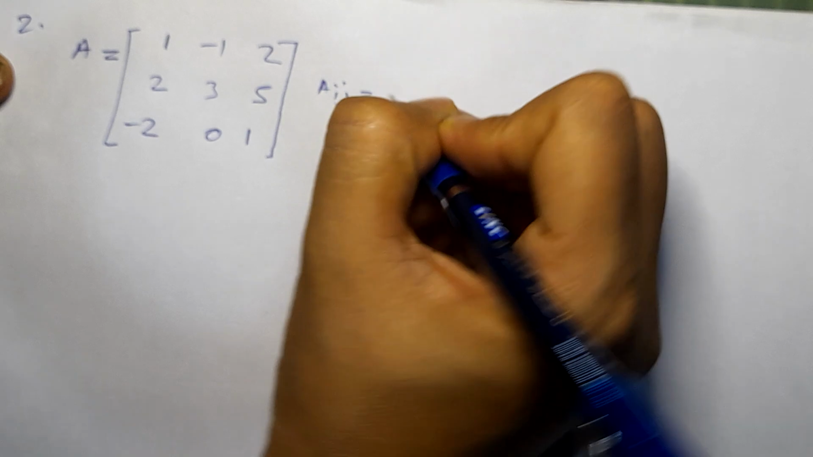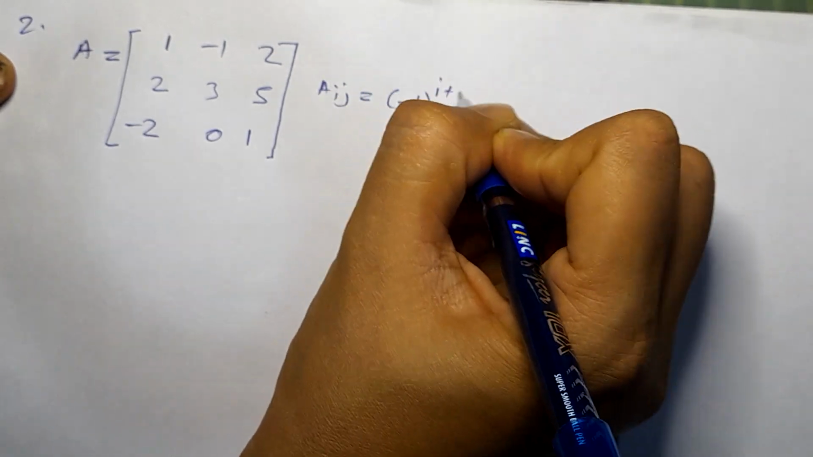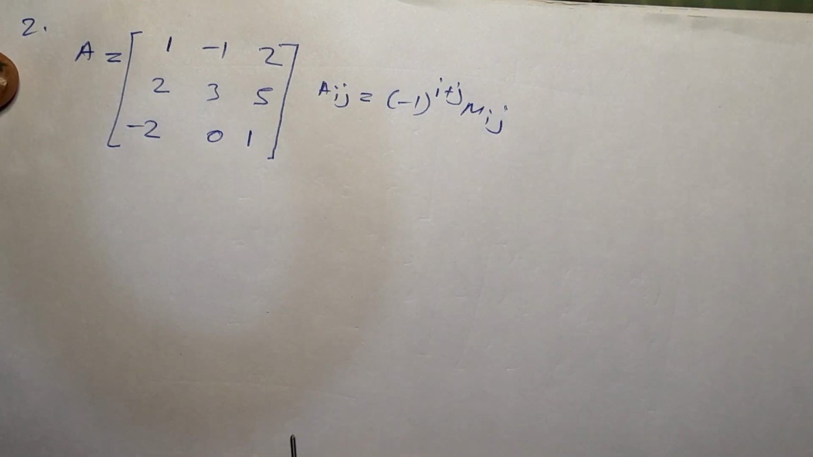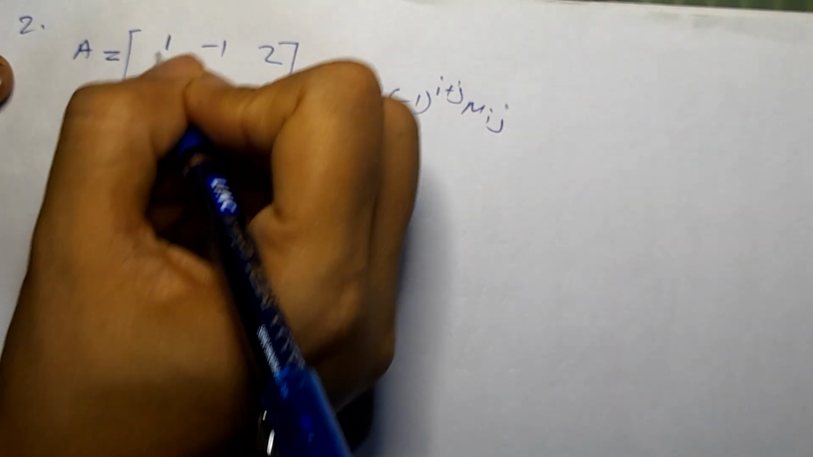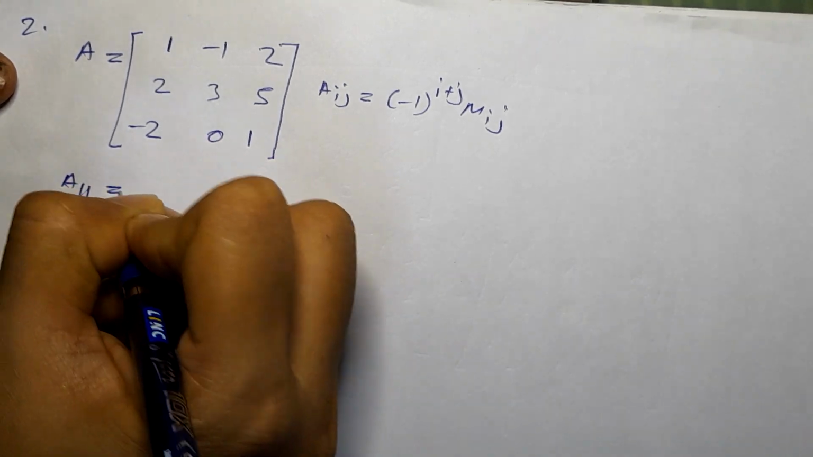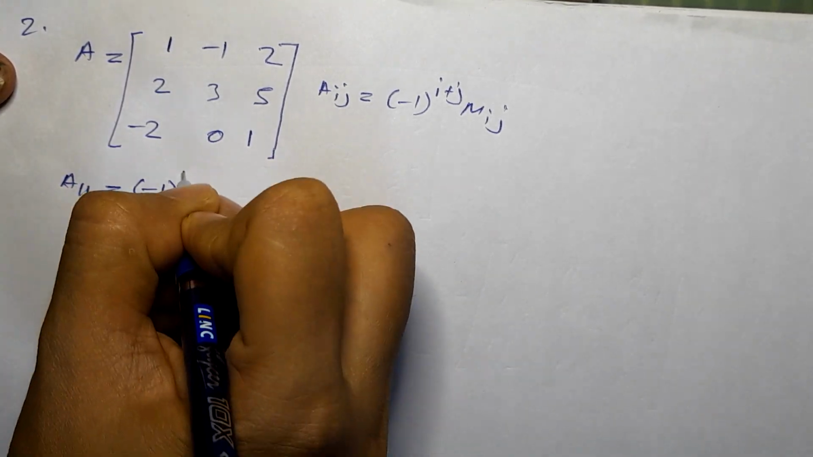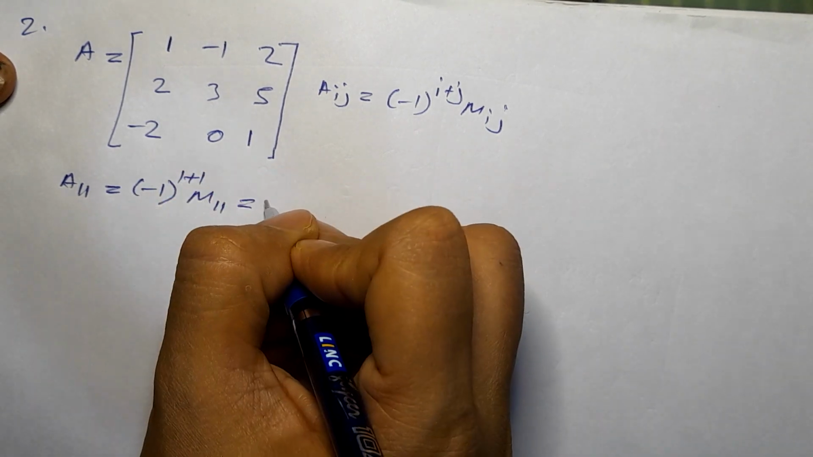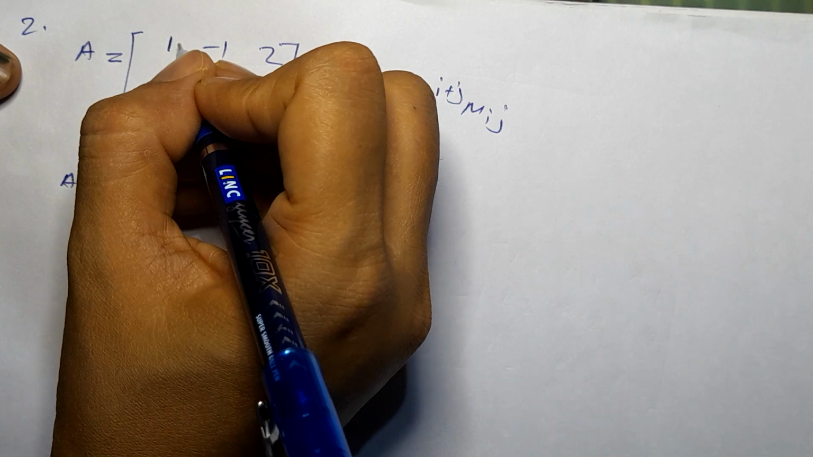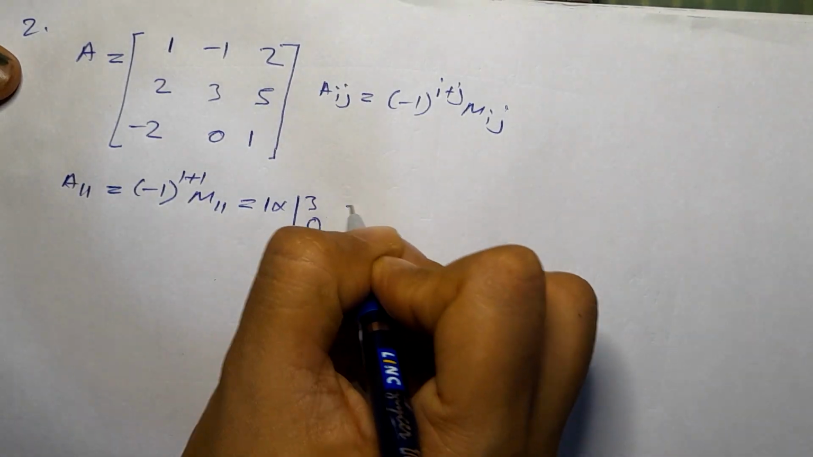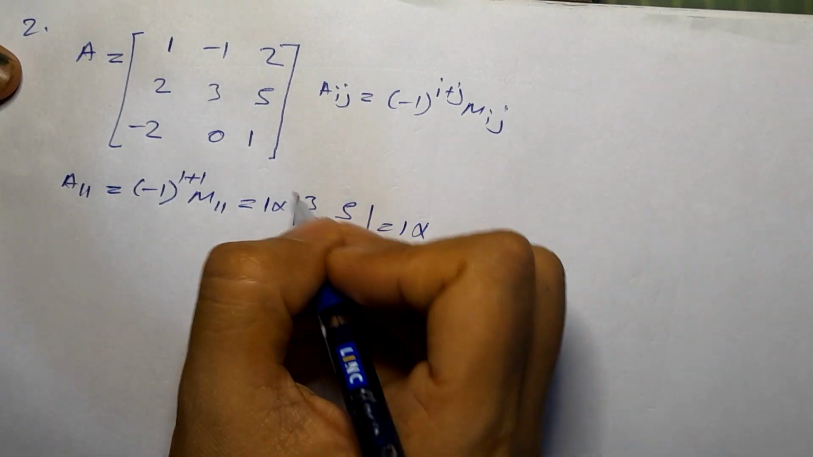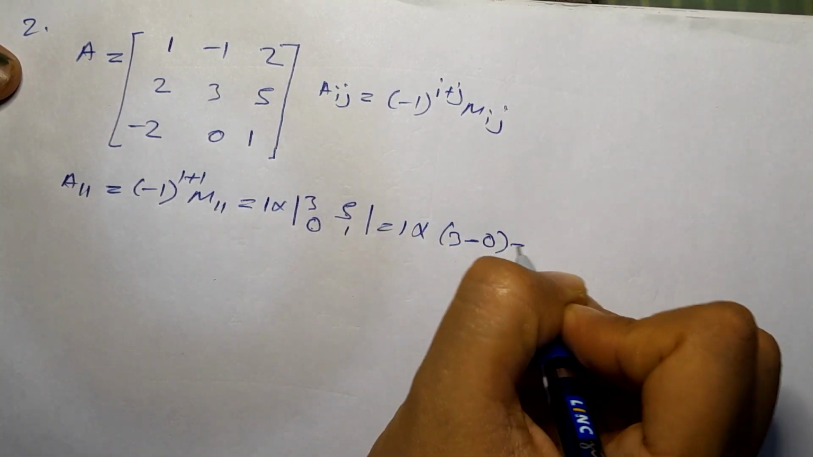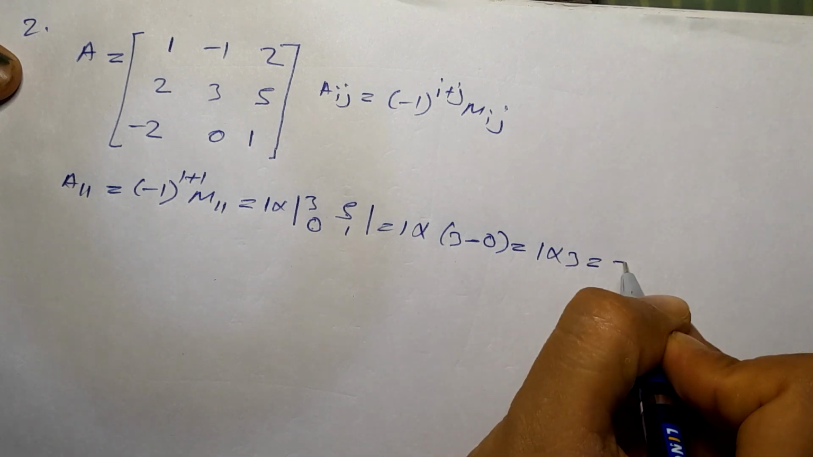Aij is equal to (-1) power i plus j times Mij. So A11 means (-1) power 1 plus 1 times M11. Now -1 to this power will be positive. So 1 into M11, eliminate first row, first column. So it will be 3, 0, 5, 1. 1 into (3 minus 5 into 0), 1 into 3 is equal to 3.